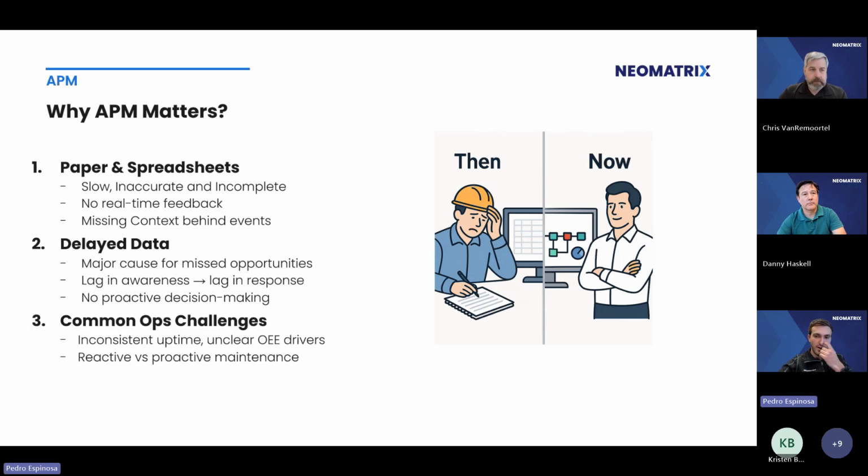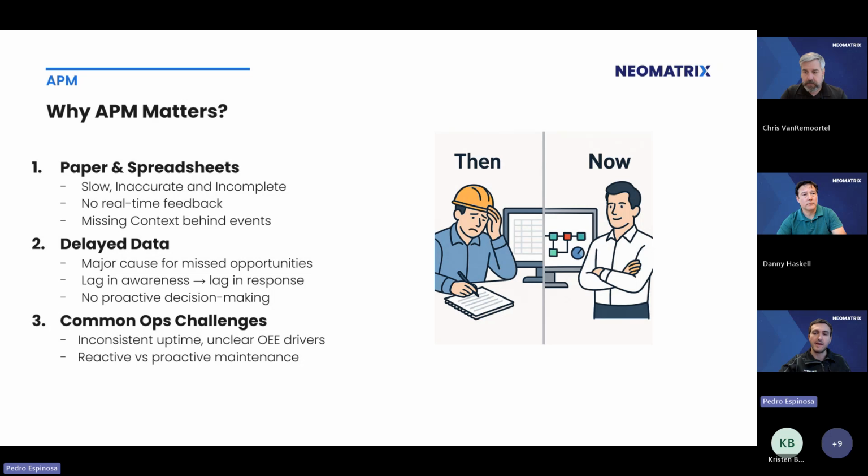Another reason why it matters, and it's one of the common challenges in operations that we hear from engineers and plant managers all the time, is it helps you understand inconsistent uptimes. So like no one knows exactly why the same line performs better one day versus the next. And APM can help you pinpoint those as well as show you blind spots in your OEE. So if you get a score, but you can't tell if it's the availability, performance, or quality driving the loss, it helps show you that.